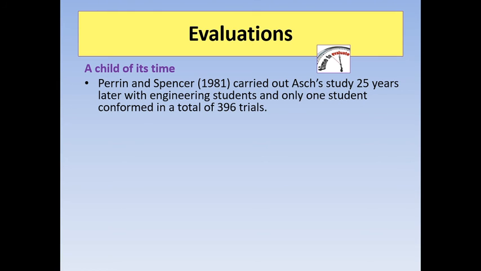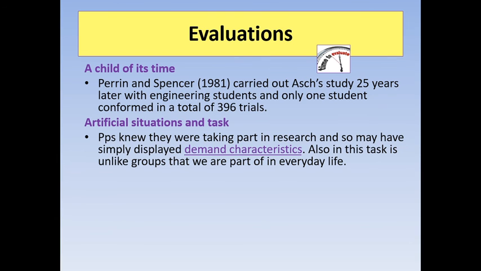So I've just put details here of some of the studies that I've just talked about. Perrin and Spencer carried out Asch's study in 1981, and only one student conformed in 396 trials. Although you could question whether that was because they were using engineering students, who would be very confident with that sort of task. But again we're questioning the sample of Asch's study, that perhaps his sample affected the results, perhaps the time period affected the results, so population and temporal validity.